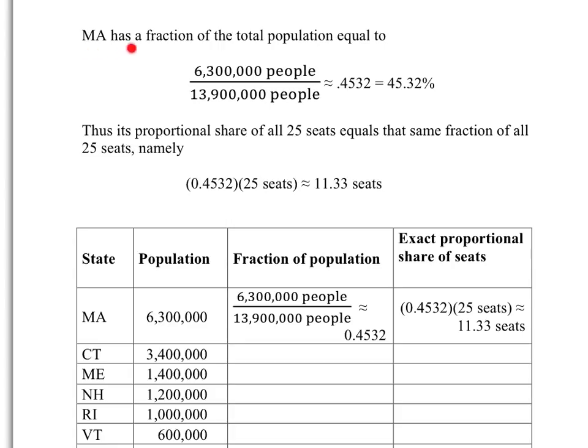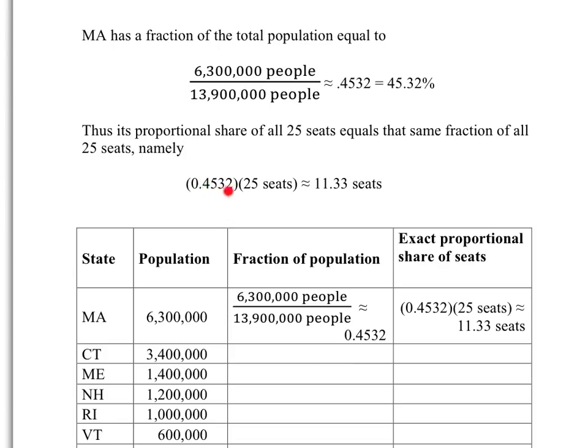So for example, Massachusetts, in our example, it has 6.3 million people out of a total of 13.9 million people. So what is its share of total population? Well, 6.3 million out of 13.9 million, that's 0.4532 of the whole. In other words, Massachusetts has 45.32% of all the population in New England. Okay. So if Massachusetts has 45.32% of the population, then it is entitled to that same fraction of all the seats, according to this way of thinking. And what's 45.32% of all the seats?